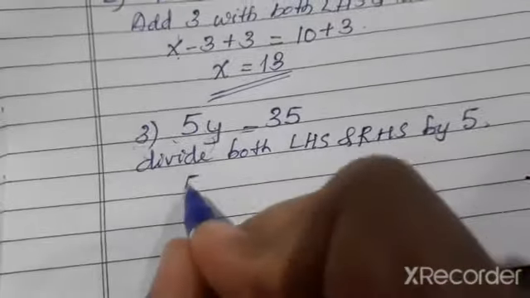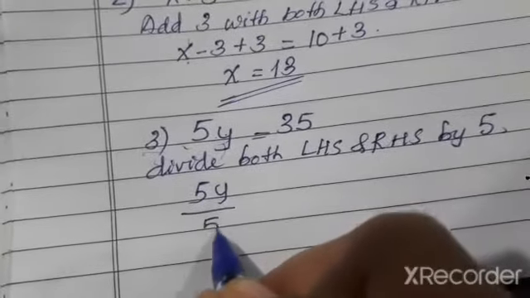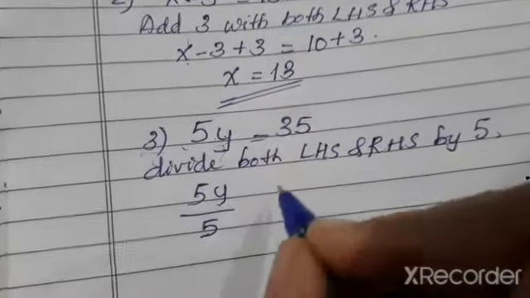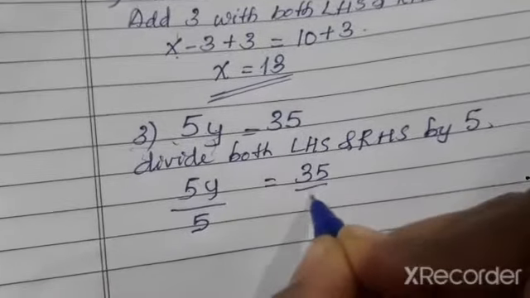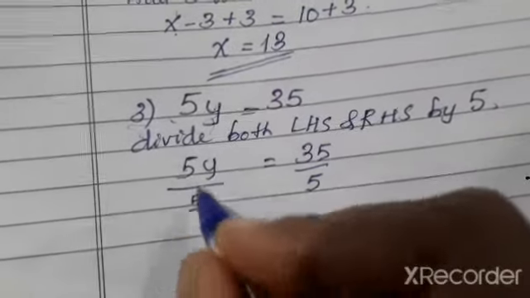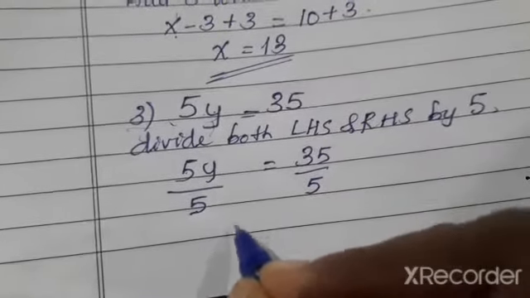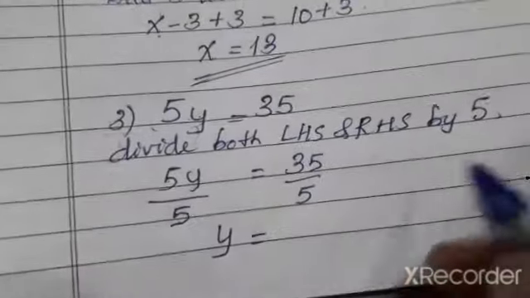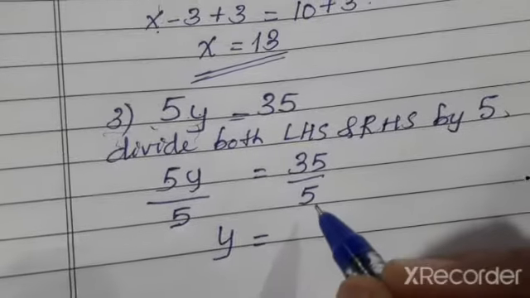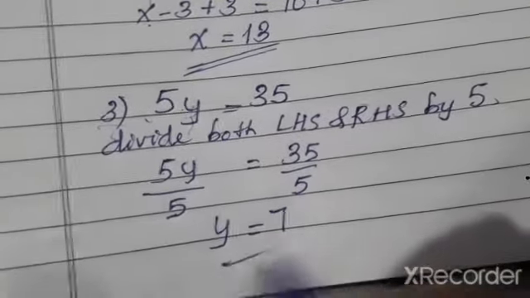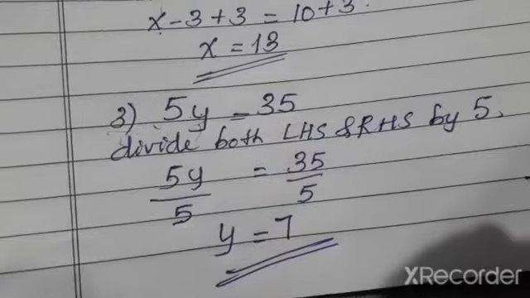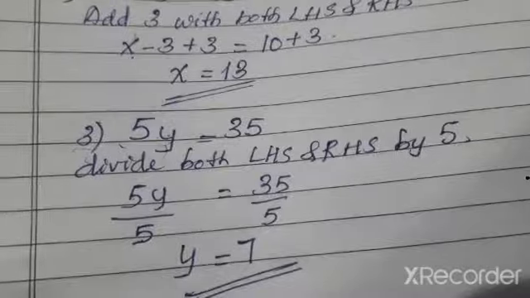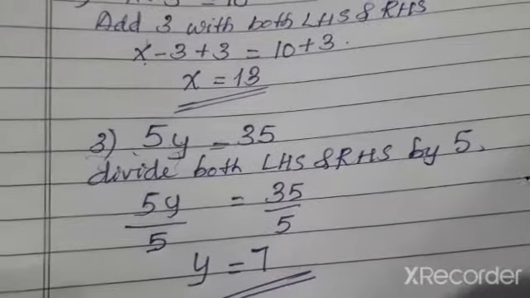So 5y divided by 5. Here 5 by 5 will be 1, so we got 1y, that is y. So we got y only here on the left side. Then 35 by 5. Now 35 by 5 is 7, since 7 fives are 35. So we got y is equal to 7. Got it children?